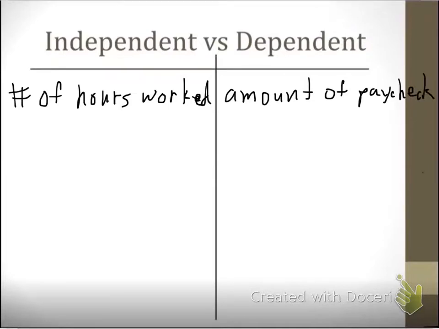The amount of money I get on my paycheck depends on how many hours I worked that 2 weeks or that month, depending on how often I get paid, right? So everyone see how that independent, dependent variable works there? Questions on that scenario?